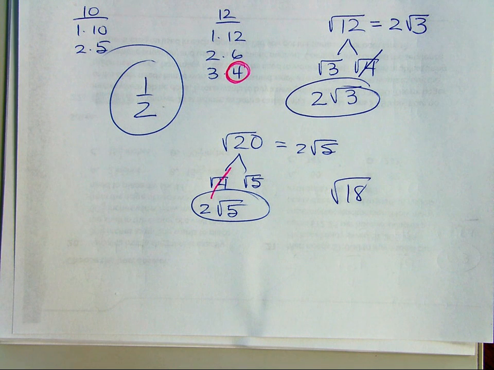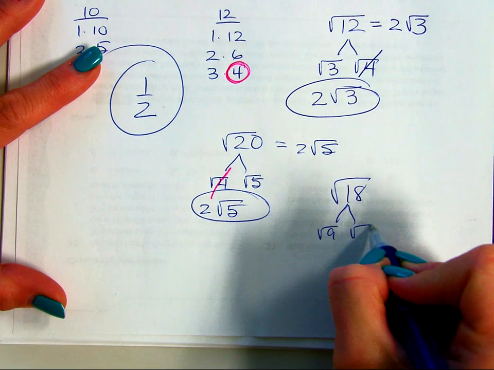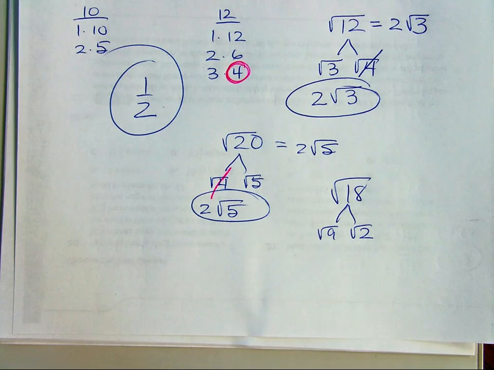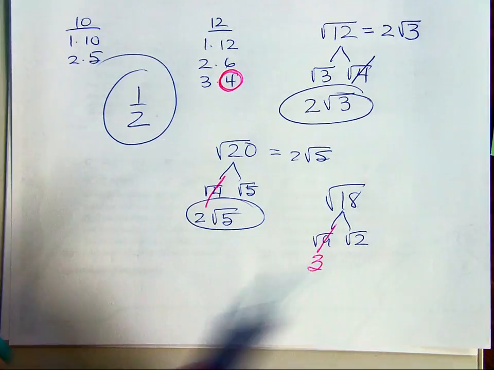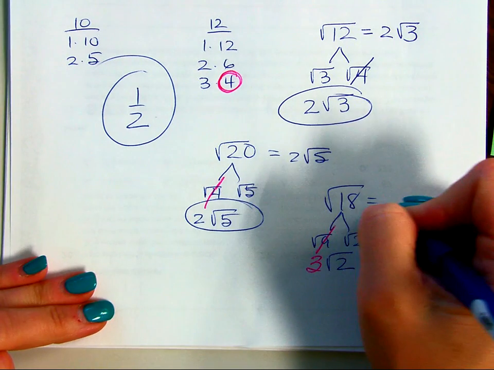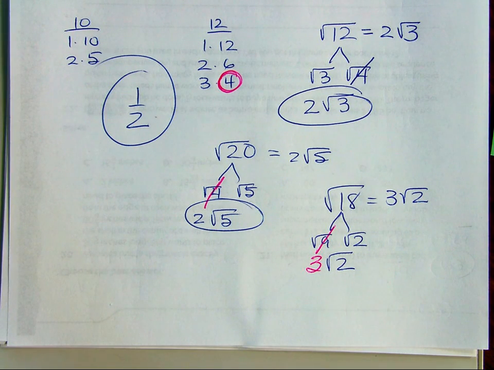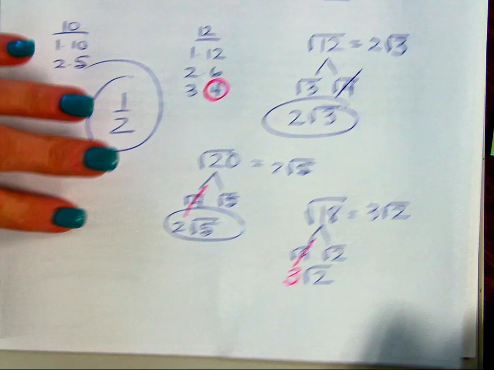Yes, let's do some more. So square root of 18. Yeah, 3 and 6 are good, but they don't work because neither one of them are perfect squares. But what is 9 and 2? So the square root of 9 times the square root of 2. And the square root of 9 is 3. So it gets pulled out. And what's left? 2. So another way to write the square root of 18 is 3 square root of 2, right? Okay.